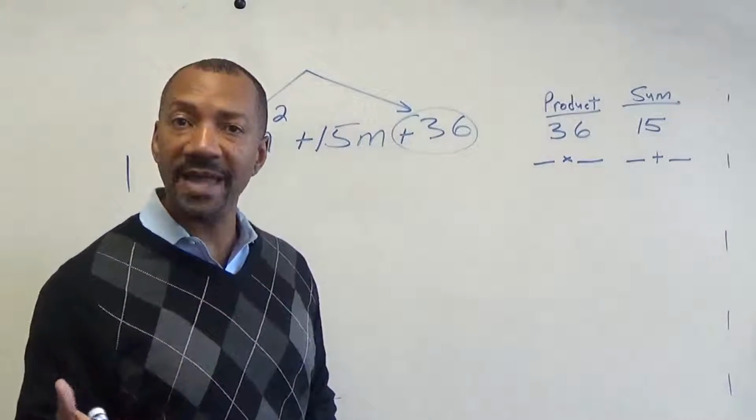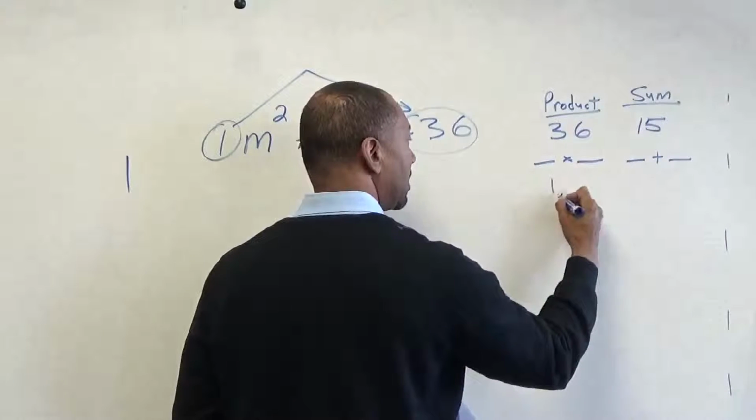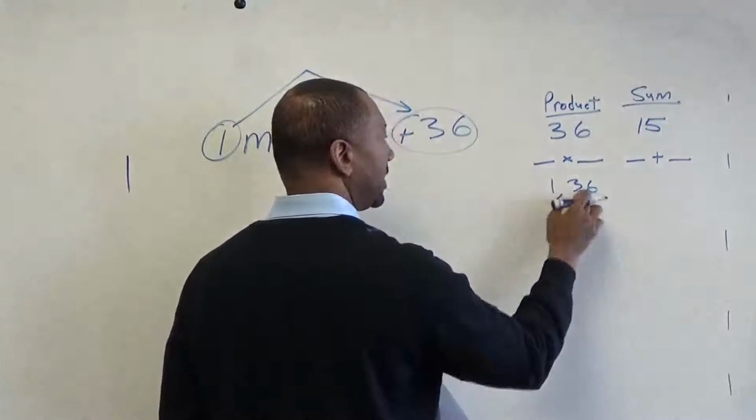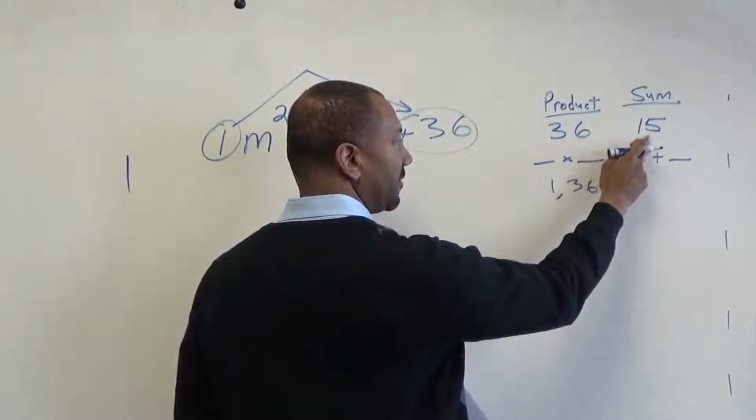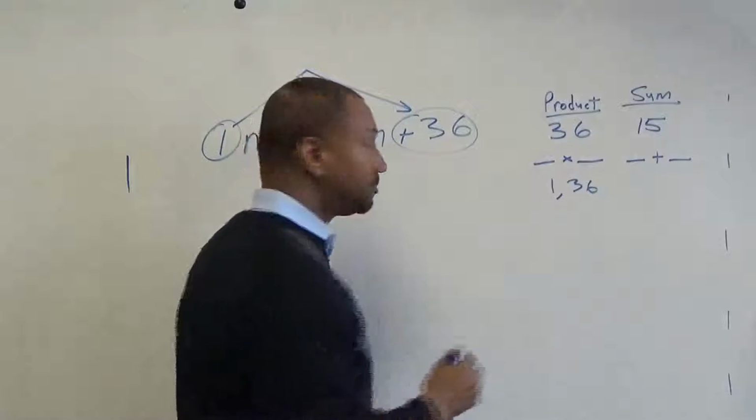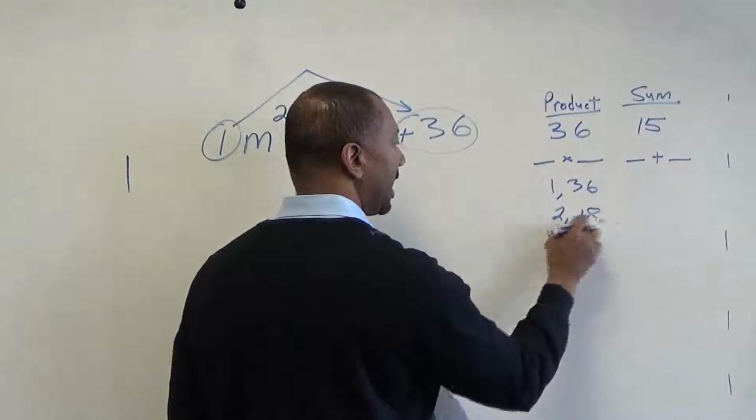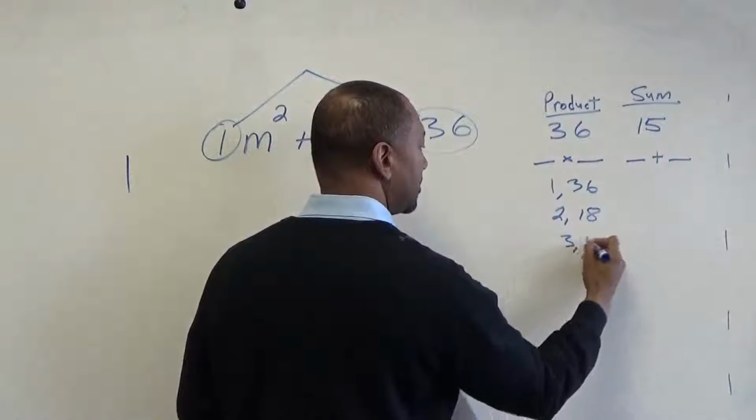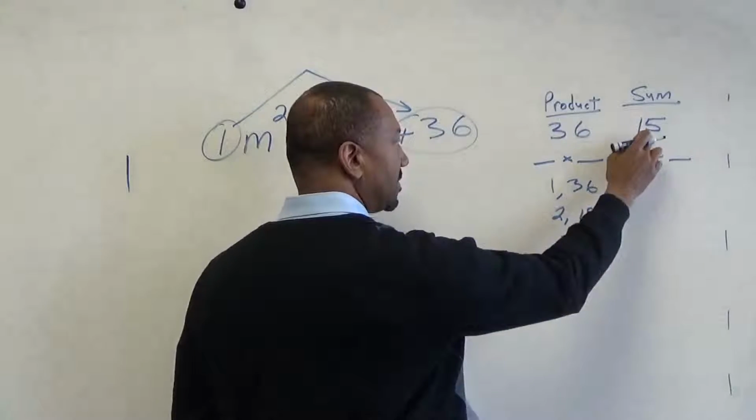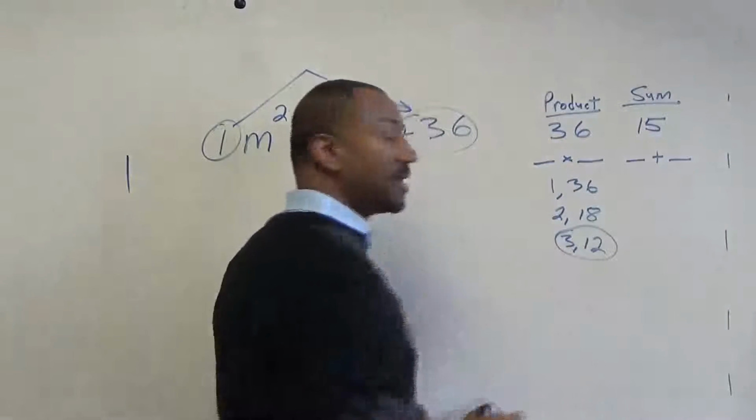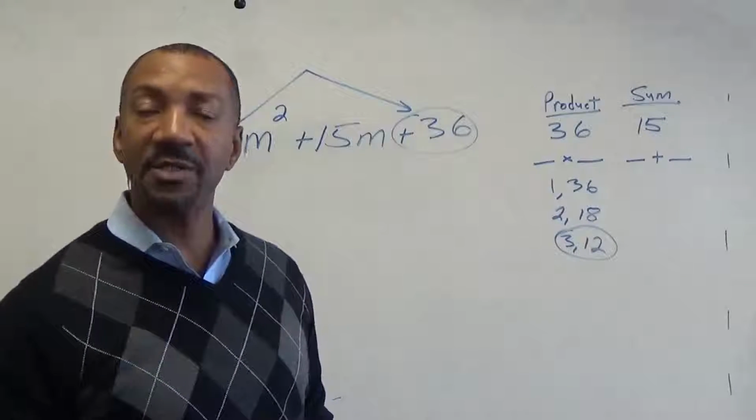One method for finding those numbers is to just list factors of 36. 1 times 36 will certainly give you 36, but there's no way 1 plus 36 will give you 15. So we keep moving. 2 times 18 will give you 36, but they will not add up to give you 15. 3 times 12 will give you 36, and yes, that does add up to give you 15.